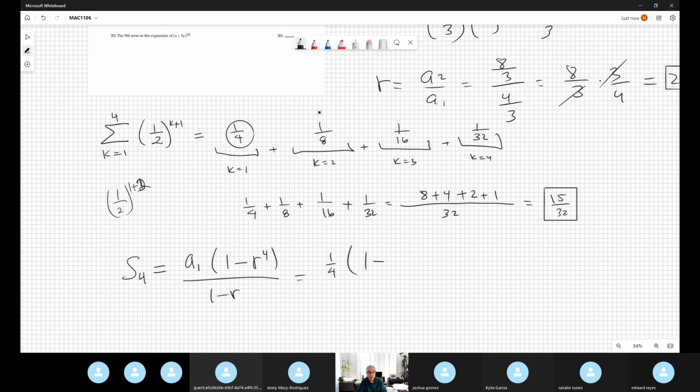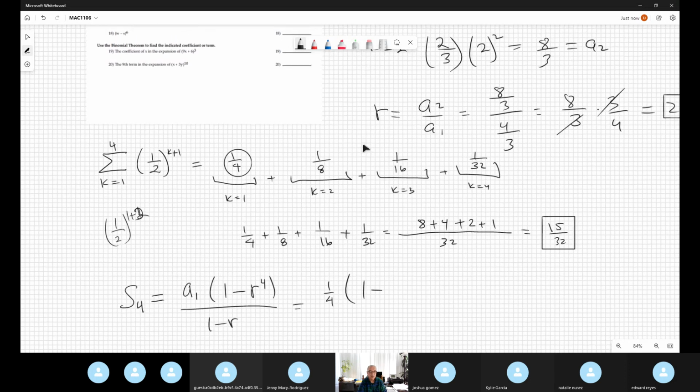So it's 1 minus the common ratio. I don't have it, but I can find it: divide 1/8 by 1/4. It's 1/8 times 4/1, which is 1/2. Yes, it's 1/2. Entonces 1/2 raised to the 4th power divided by 1 minus 1/2. Okay, cool.